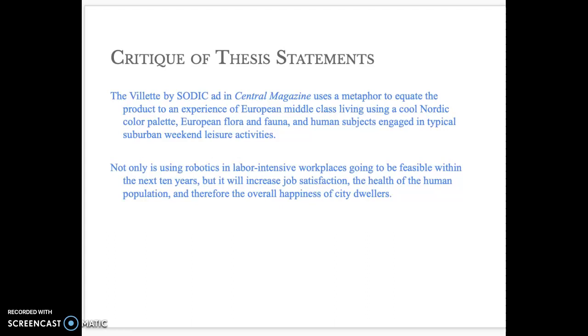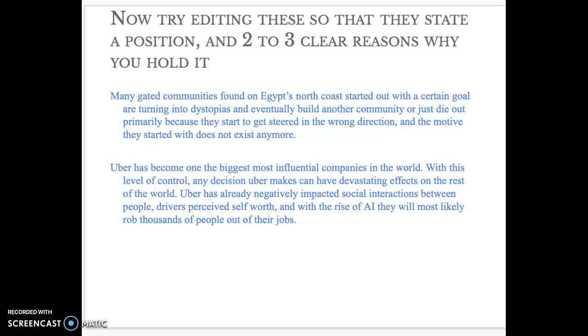Now, I have 2 slides with thesis statements on them. And what I want you to do is to work in groups to critique these thesis statements. I have 1, 2, 3, 4. These were written by students in workshops and refined together. All right. What I want you to do is to go back to the top of this presentation, look at it, and work in groups to do it.